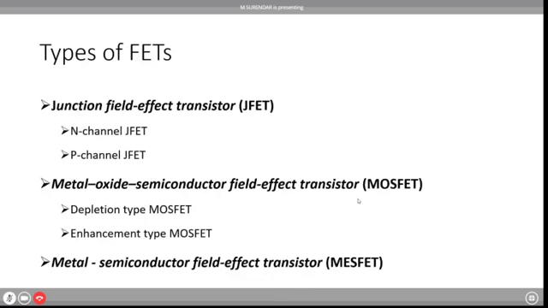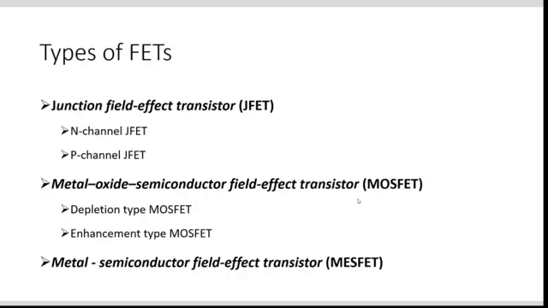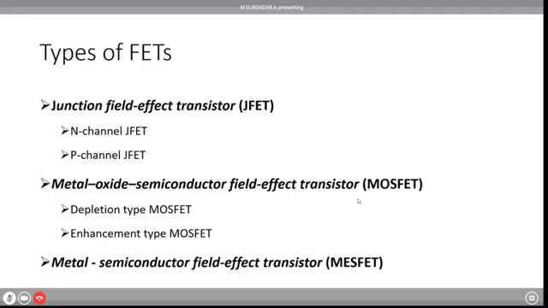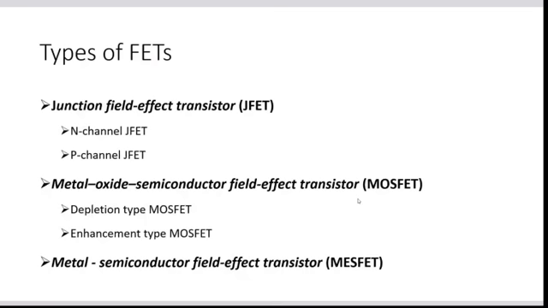The JFET can be either an N-channel JFET, if electrons are solely responsible for the conduction of current, or a P-channel JFET, if holes are responsible for the conduction. And then the MOSFET, metal oxide semiconductor field effect transistor. These MOSFETs are broken down into two types only: one is the depletion type MOSFET, and the other is the enhancement type MOSFET. And the last one is the metal semiconductor field effect transistor, MESFET. These are all the classifications of the FETs.